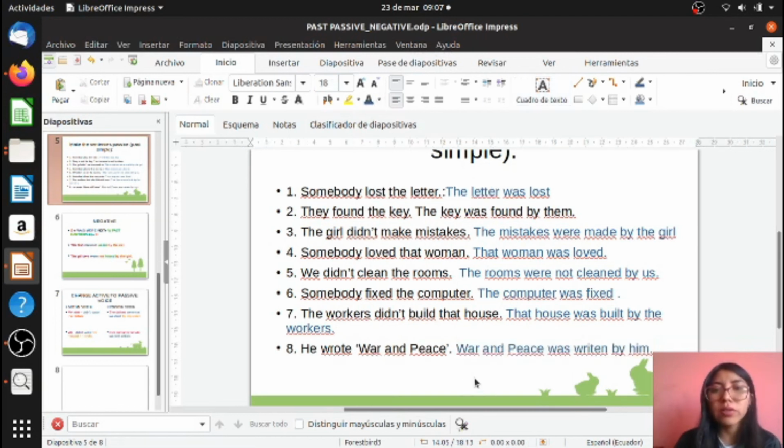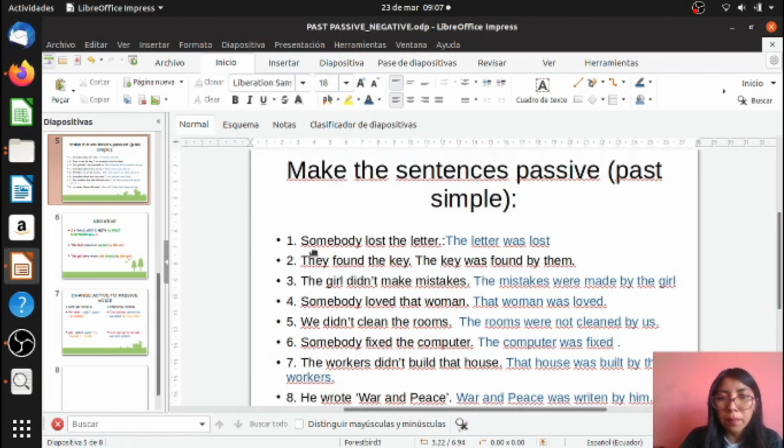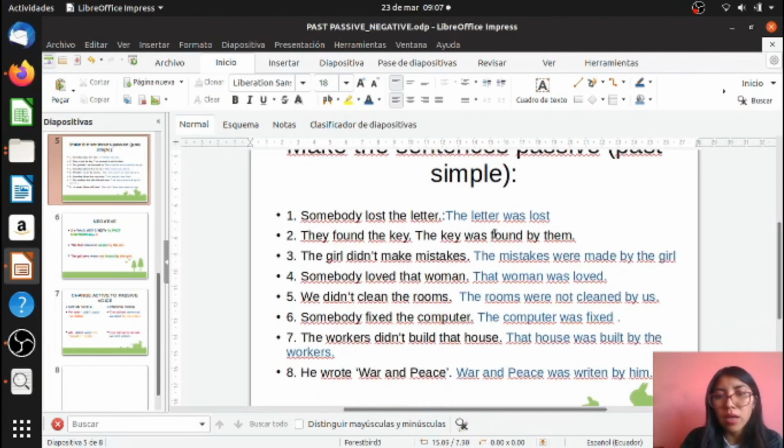And that is all. So pay attention. In order to change the past simple to the past passive voice, you only have to change the order, and you have to use the auxiliary was or were, that depends on the subject, okay? And then you are going to use the verb in past participle form. Pay attention, there are some verbs that we are going to use in the same way in the past simple and in the past participle.